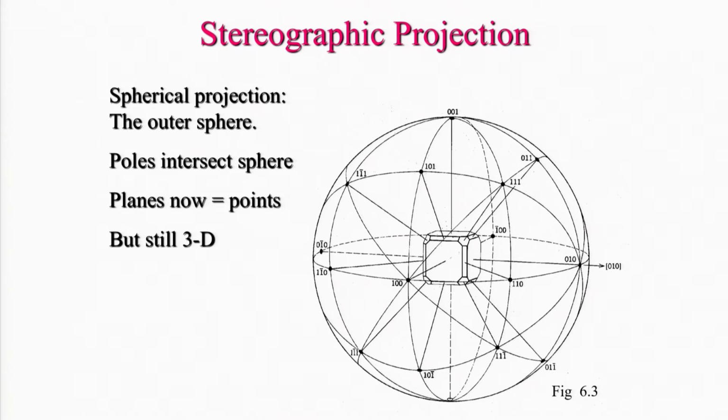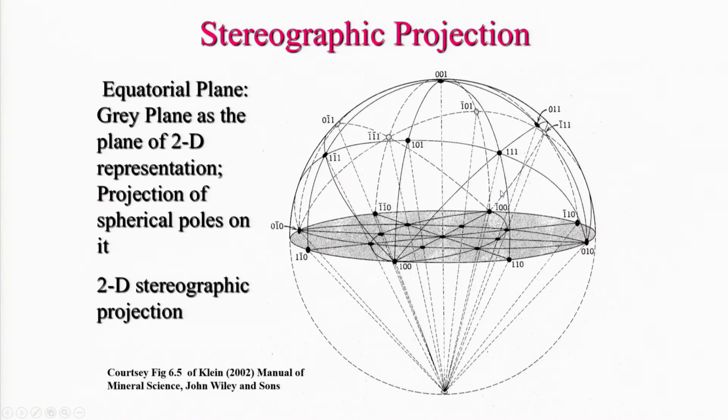As I told you, these planes have now become points, but these points are still three dimensional, because if you see, they lie at different planes here. So, in the spherical projection, the poles are still three dimensional. We need to do something by which we can convert these face poles into one particular plane.